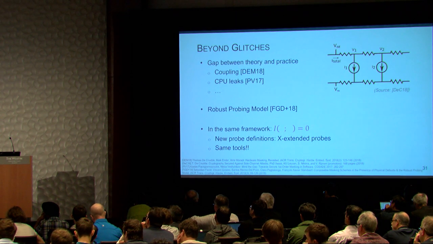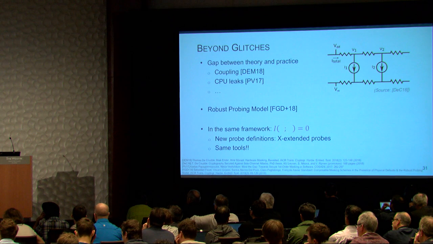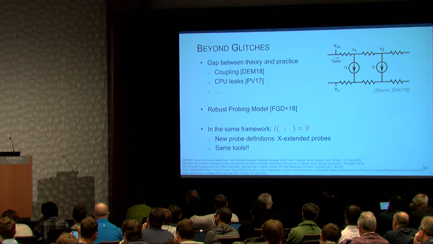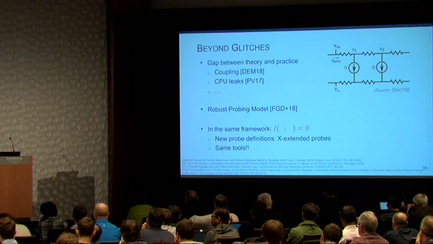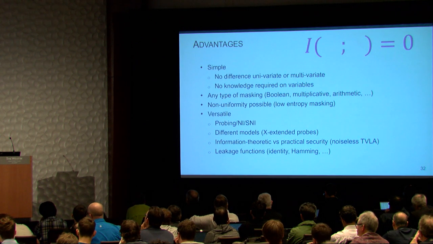In the future, if we can find new definitions for probes that accurately reflect what is happening, how the leakage is happening, then we can keep using the same framework and test security in those models. And the best part is, if we have tools that check this formula, for example, the maskVerif tool implicitly also verifies this, we can keep using the same tools because we only have to replace our current probes with these extended probes. So that brings me back to the slide from the beginning.